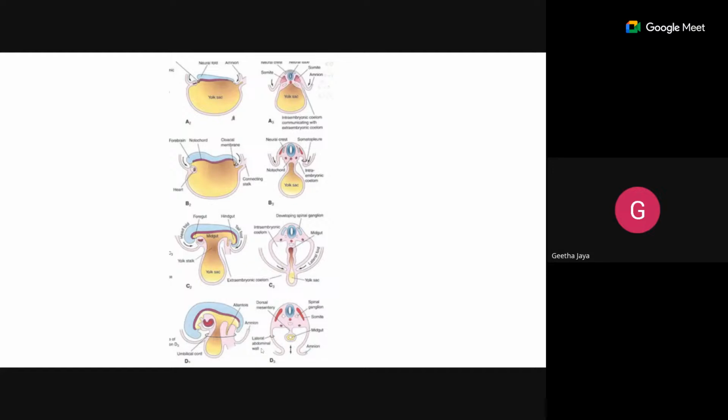Here you can see this is the intraembryonic coelom, and this area is the extraembryonic coelom. So there is a transient connection between the extraembryonic coelom and intraembryonic coelom. Later this will get closed. You can see that it is getting joined, and this part will become the umbilical cord. Now, in this picture, here you have the amnion. This is the amnioectodermal junction.